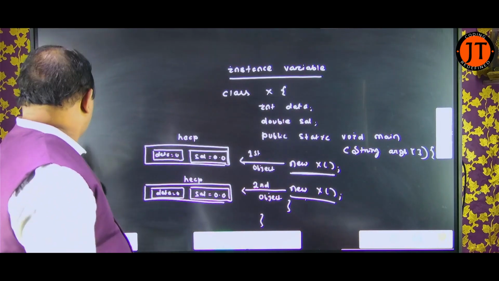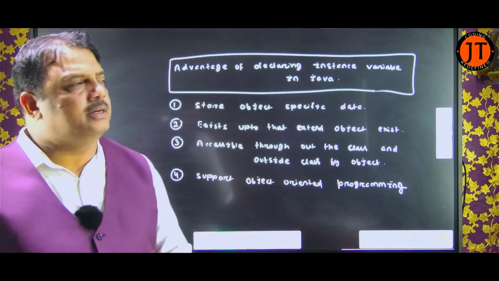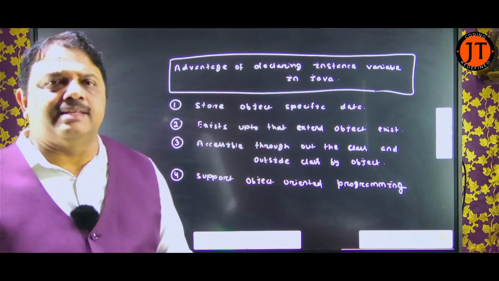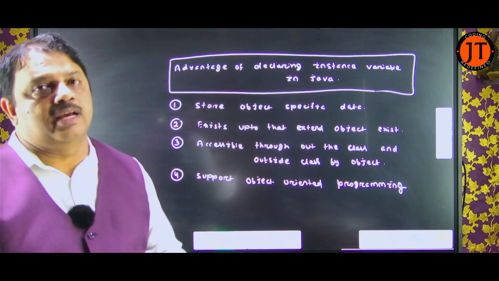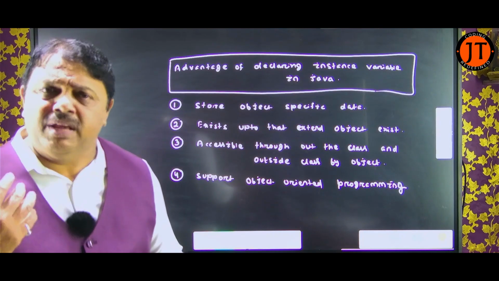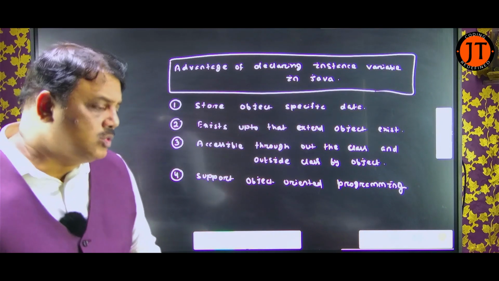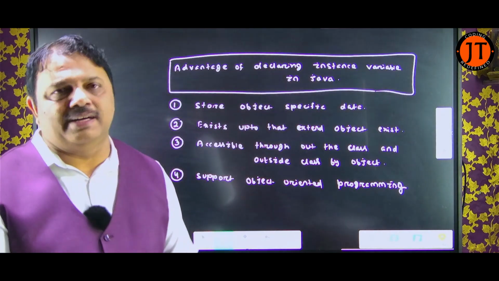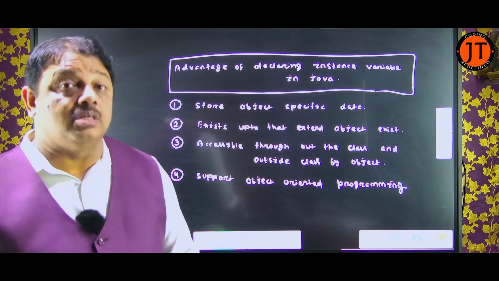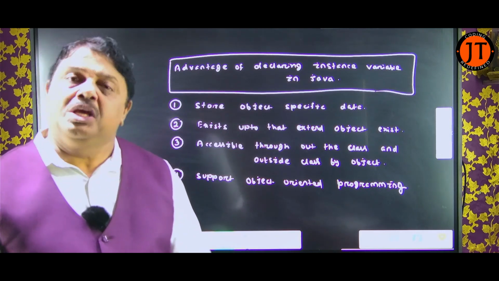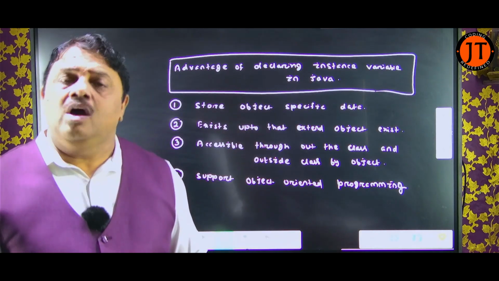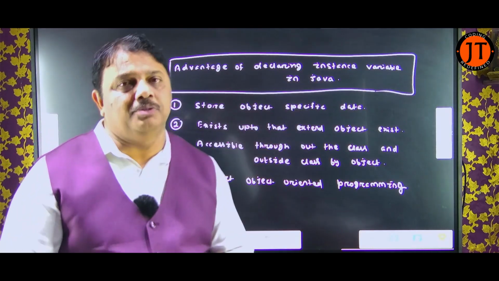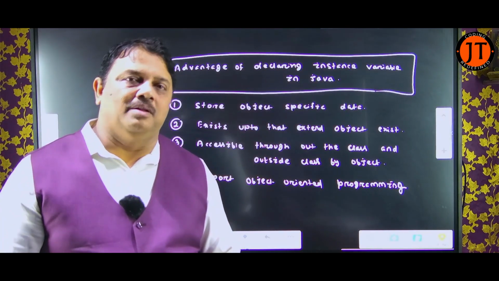Now, I move to the next part. What is the next part? The advantage of declaring an instance variable in Java. Why do I declare an instance variable in Java? That is the main point. Because where I declare a local variable, where I declare an instance variable, where I declare a static variable, where I declare a constant, where I declare a final variable, you have to understand. Otherwise, you are unable to declare a variable.